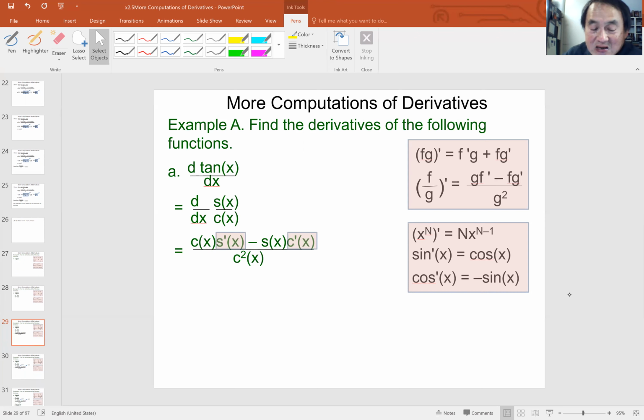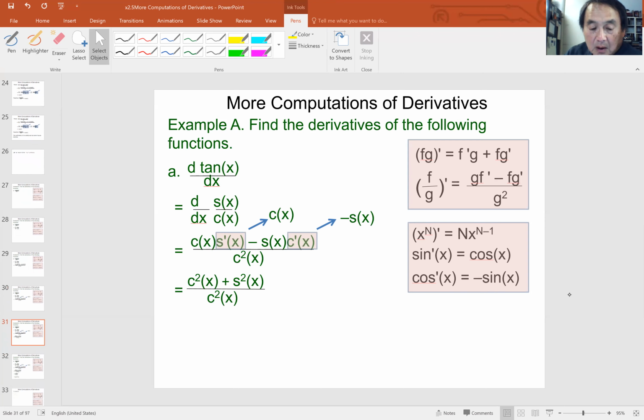Okay, the derivative of sine is cosine, the derivative of cosine is minus sine, and cosine squared plus sine squared is 1. So that's one of the most important trig formulas. Remember that one. If there's any formula you want to remember in trig, it's sine squared plus cosine squared is 1.